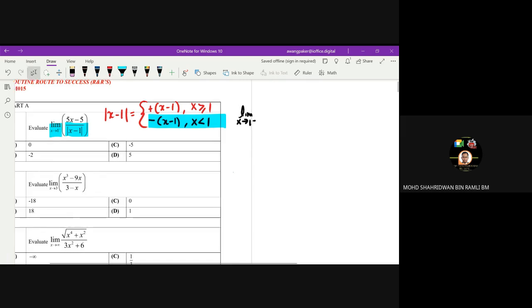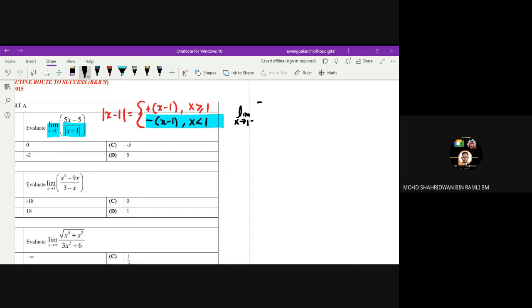Okay, so in this case, this question will be the limit as x approaches 1 from the left. This will be equal to 5x minus 5 over, we will choose negative bracket x minus 1. When we substitute here, we will get 0 over 0. So for 0 over 0, there are two possible solutions. Either we multiply by its conjugate, or we factorize.